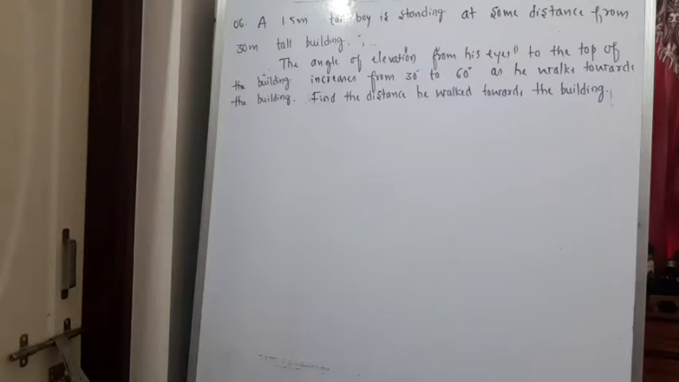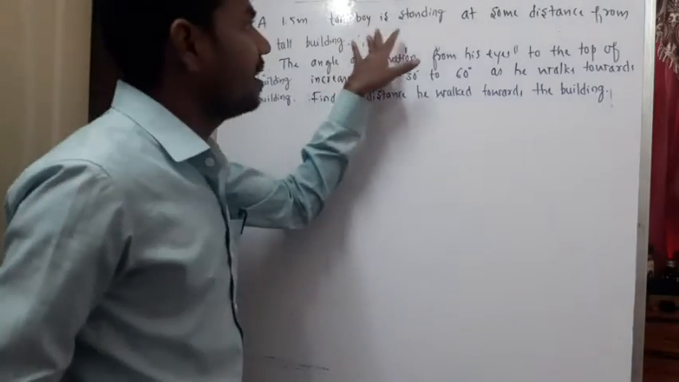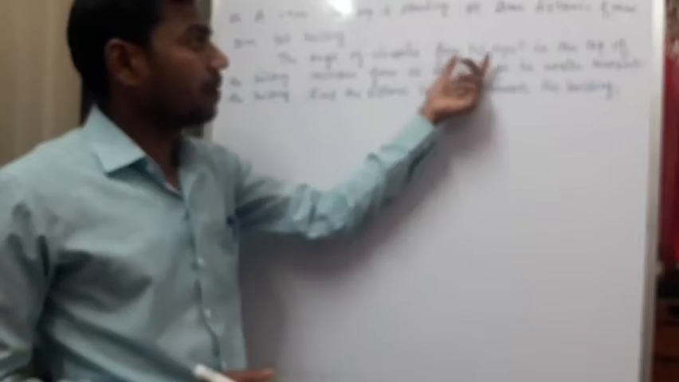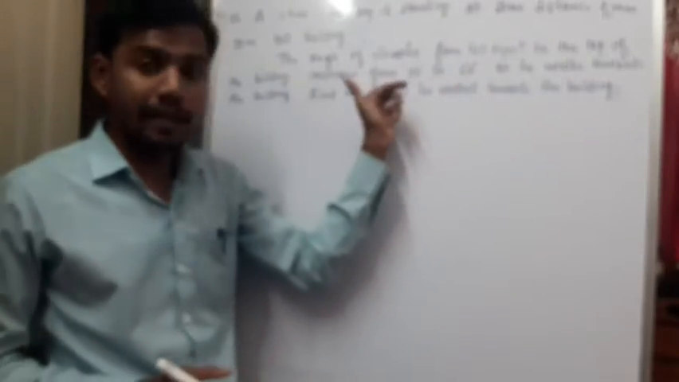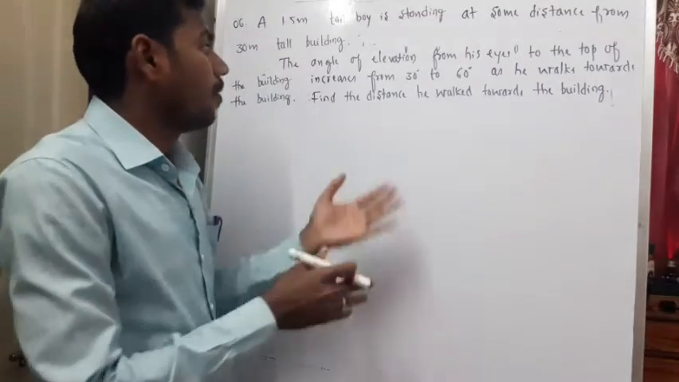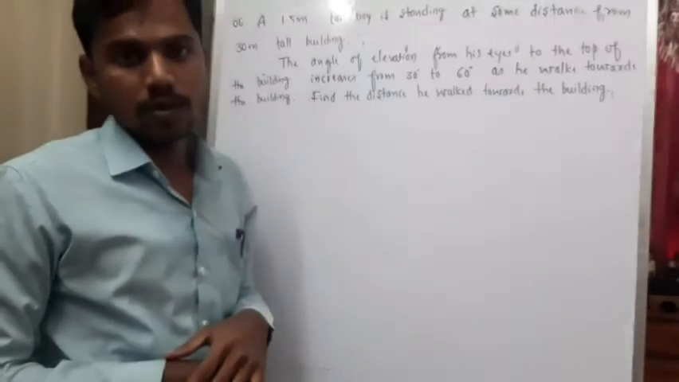Sixth question: a 1.5 meter tall boy is standing at some distance from a 30 meter tall building. The angle of elevation from his eyes to the top of the building increases from 30 degree to 60 degree as he walks towards the building. Find the distance he walked towards the building.